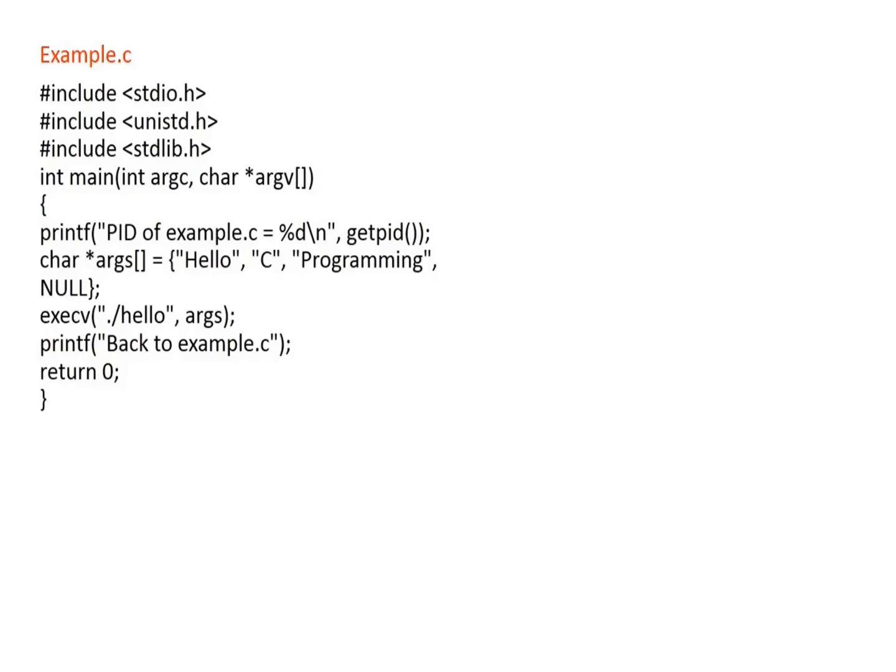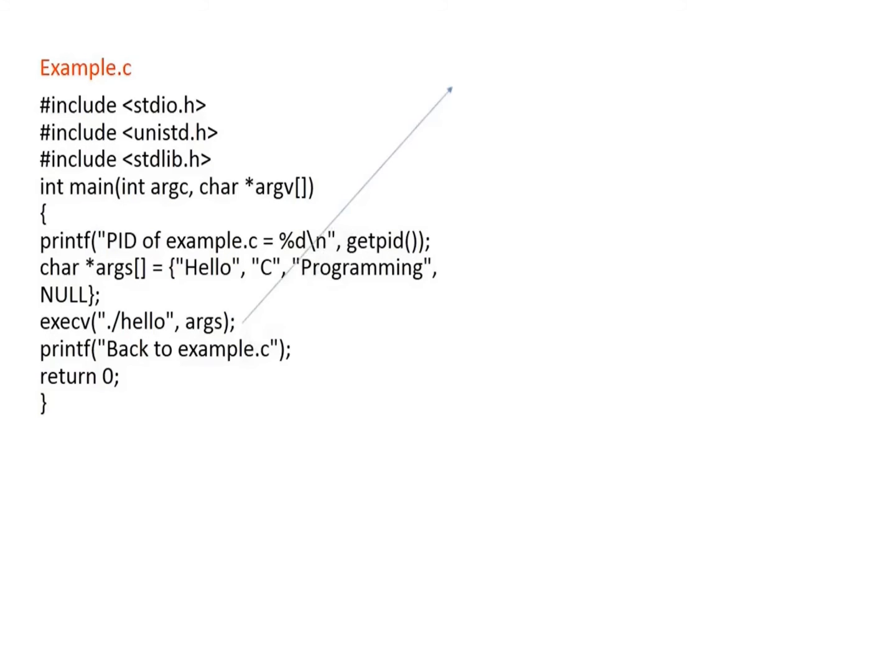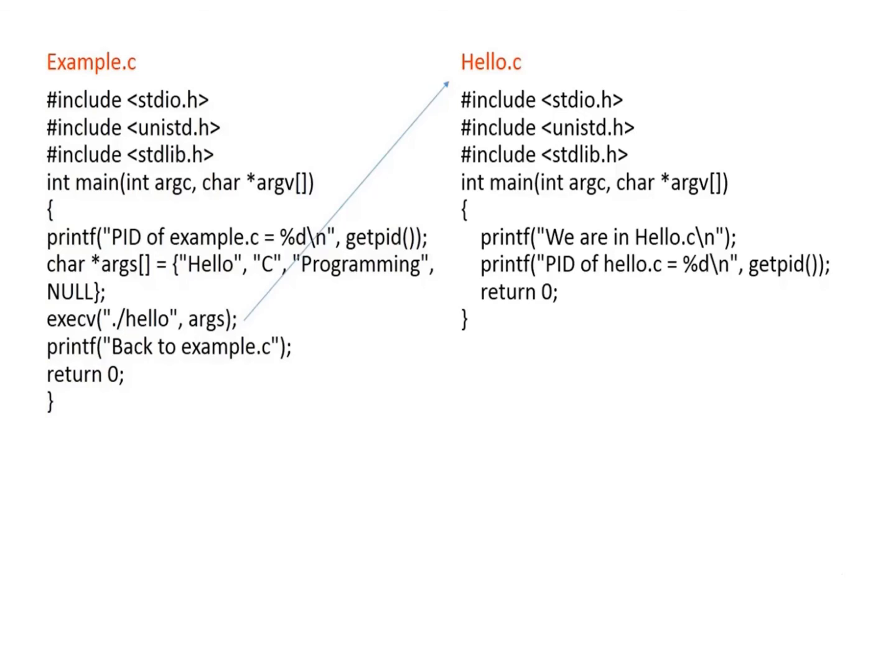Here I have displayed the process ID of example.c using getpid. I have created a character array: hello, C programming, and the null. Then I have called execv with the program ./hello, and the argument for that will be args. Whenever this execv line is encountered, the process is replaced by the new program, which has the same process ID as example.c.